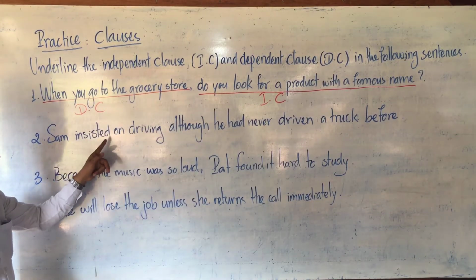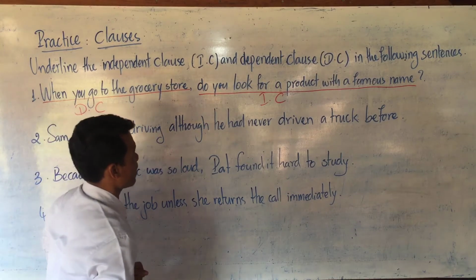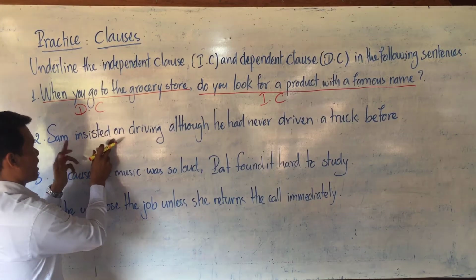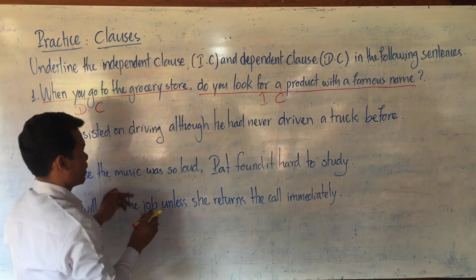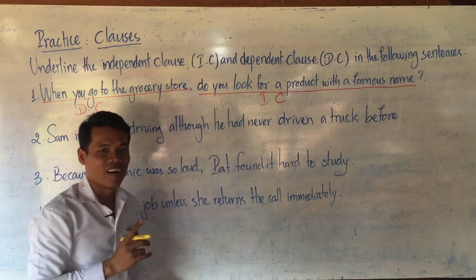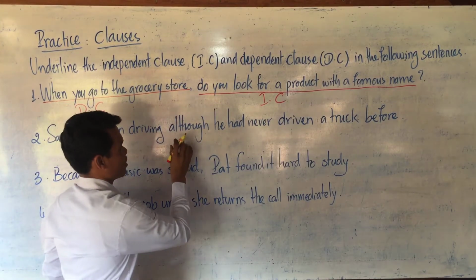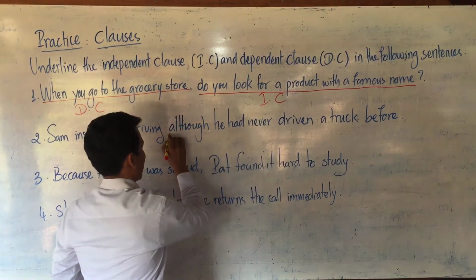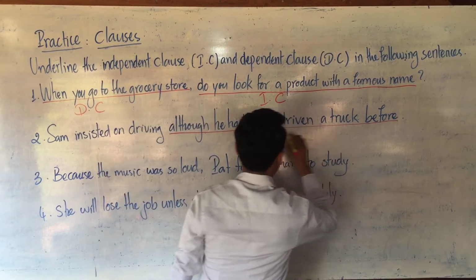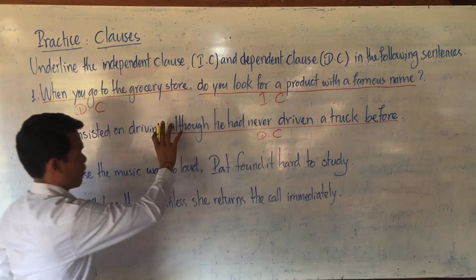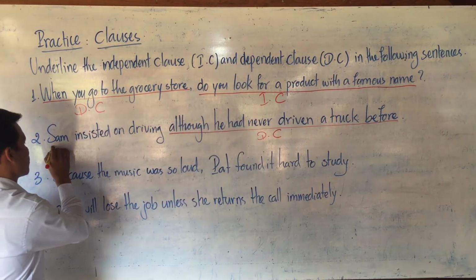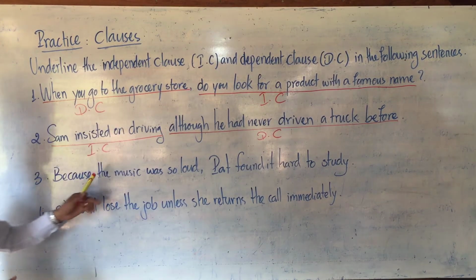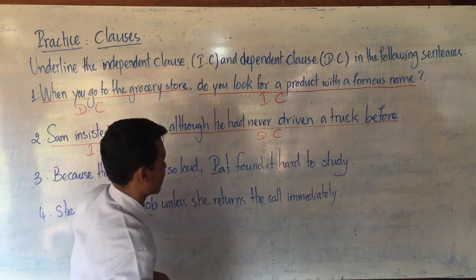Number 2, Sam insisted on driving although he had never driven a truck before. Sam is a subject, insisted is a verb, on driving is another modifier. Although, what is although? Although is called a subordinator. So when you see a subordinator like this, from the subordinator to the end of the sentence is called the DC or subordinate clause. When you see DC already, the rest of the sentence is IC.